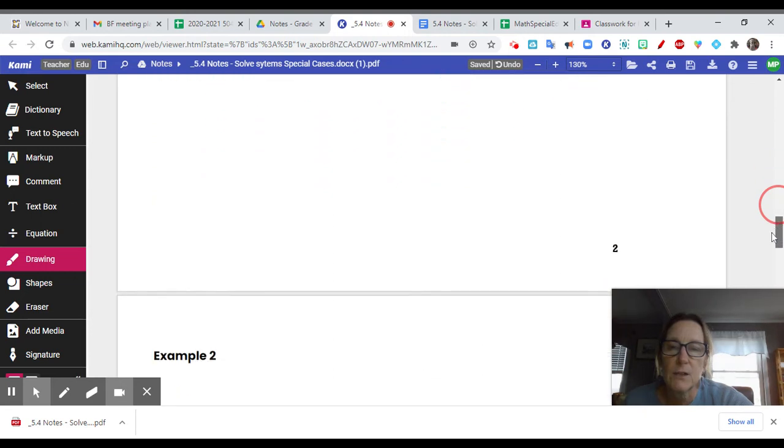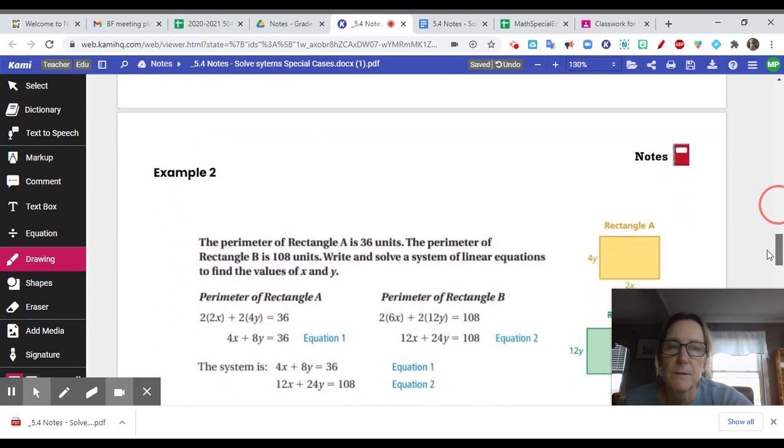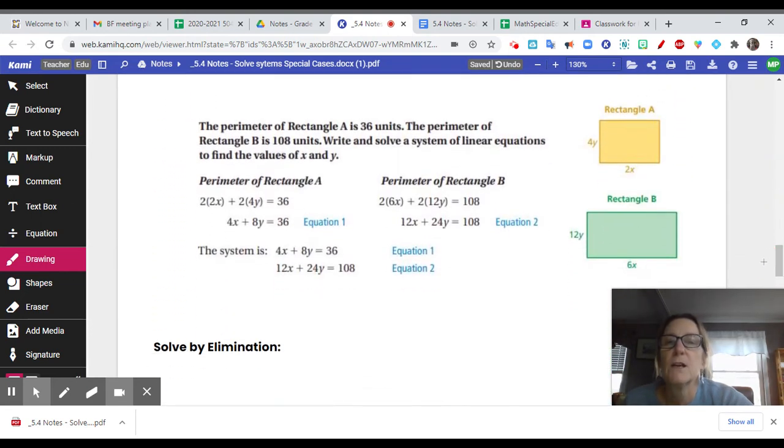All right, so let's take a look at a word problem. Okay, so you're given this problem. The perimeter of rectangle A, and here's a picture of it, is 36 units. And remember, perimeter is the distance around. So you're going to go around and you're going to go 4y twice and 2x twice. So we get 4x plus 8y equals 36.